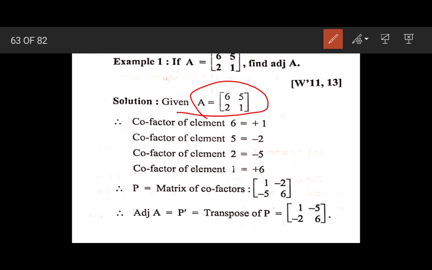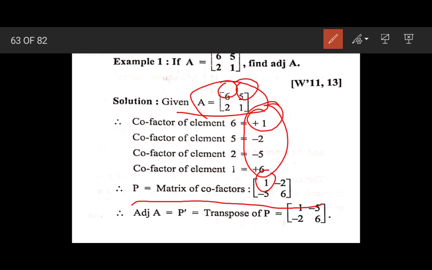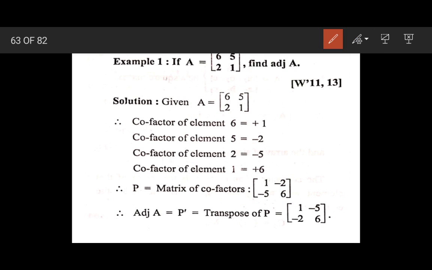Okay. After finding the cofactors of each element of matrix A, write down the cofactor matrix. Now in the cofactor matrix, for 6 the cofactor is 1. So 1. For 5 the cofactor is minus 2. So minus 2. Then in place of 2, we are writing the cofactor of 2, which is minus 5. In place of 1, we are going to write the cofactor of element 1, and the cofactor is 6. Okay. So write down the cofactor matrix.